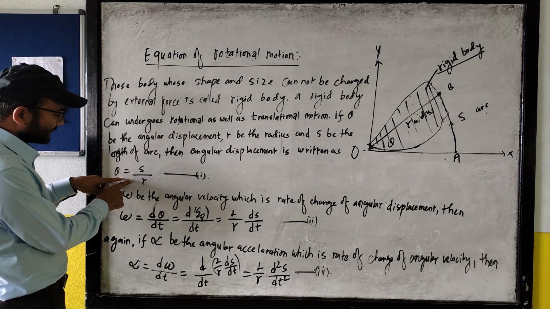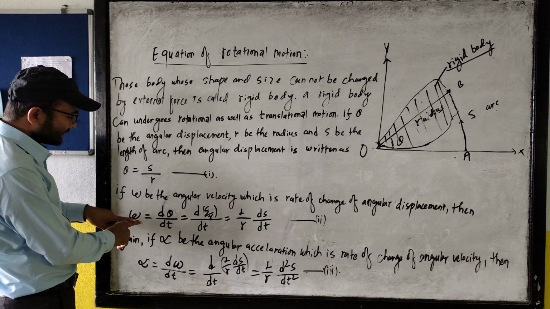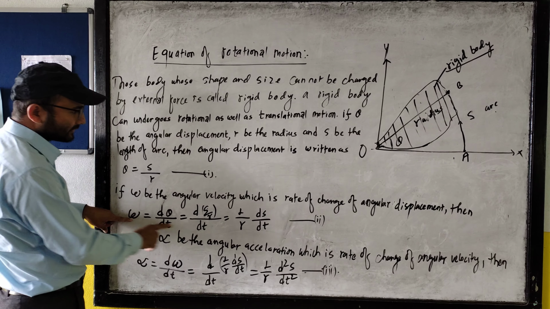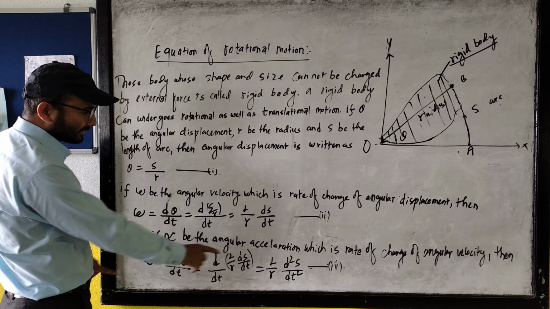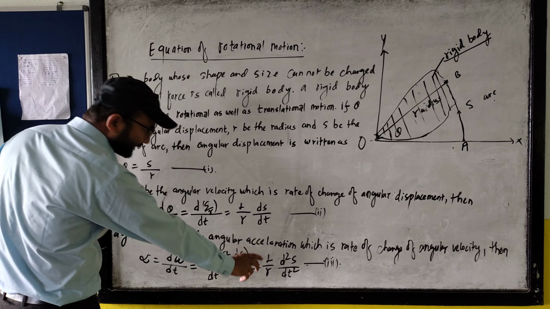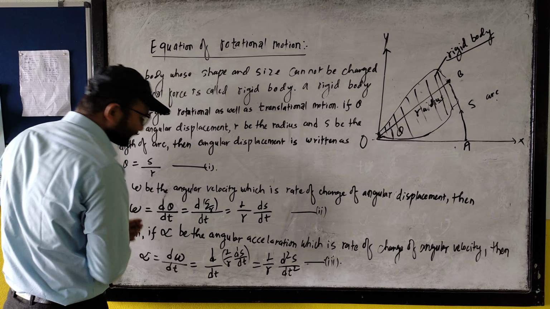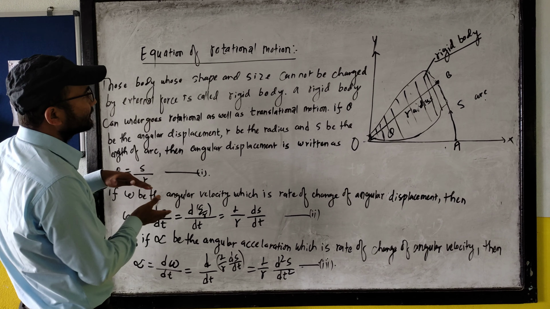Equation 1 I have written here. This describes the angular displacement, and this is the angular velocity equation. This one is the angular acceleration equation. The angular acceleration you can get in this way. By using these equations you can solve any problem related to angular motion.